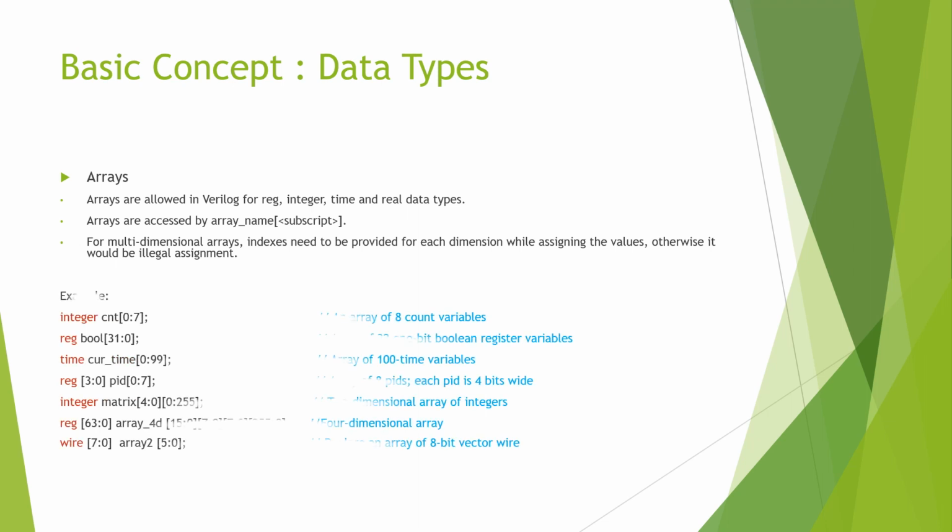Let's see some examples. This is an array of 8 counter variables. This is an array of 32 1-bit Boolean register variables. This is an array of 100 time variables. This is an array of 8 PIDs, each 4 bits wide. This is a 2-dimensional matrix. This is a 4-dimensional array of registers. This is an array of 6 wires, each 8 bits wide.